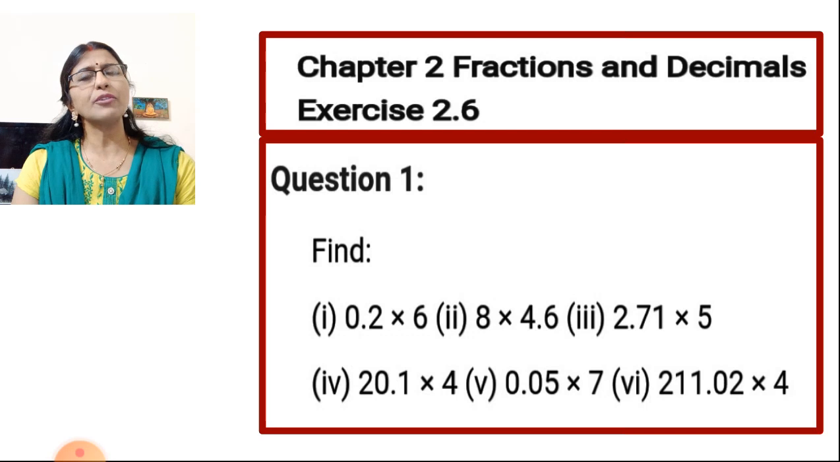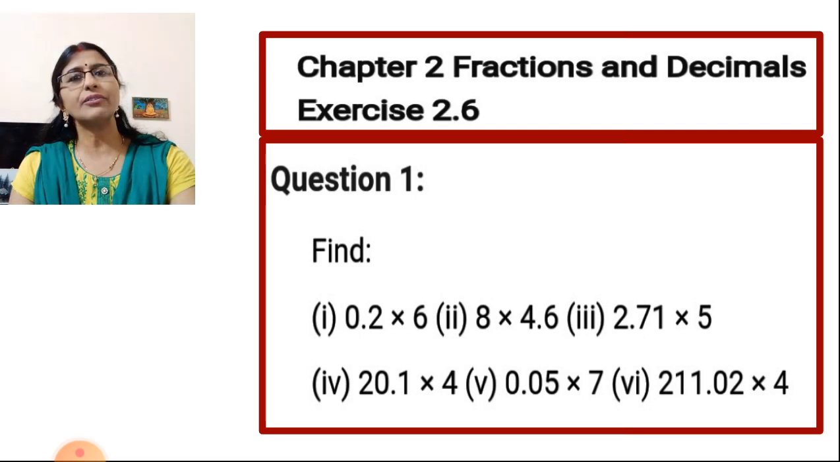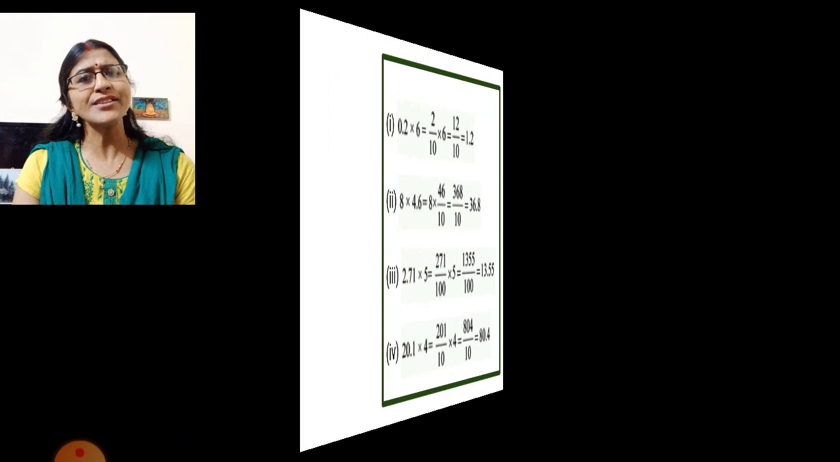Now let us do some questions of exercise 2.6. Here the first question is find 0.2 multiplied by 6. Second one is 8 into 4.6. Third one is 2.71 into 5. Fourth one is 20.1 multiplied by 4. Fifth one is 0.05 into 7. Sixth one is 211.02 into 4. So the first 4 sums I will do, and the remaining 2 sums you will try on your own as homework.